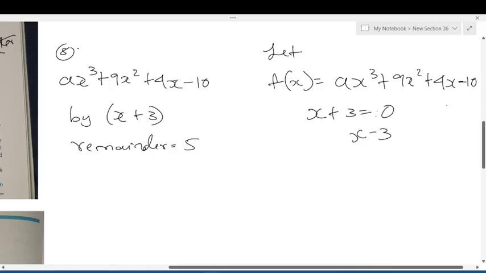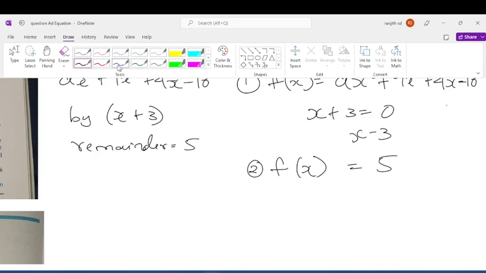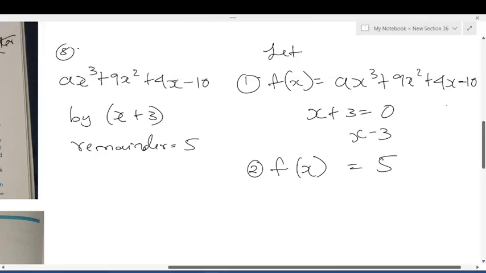Now, the remainder is given, remainder 5. If the remainder is not given, just substitute and find f of x. If the remainder is given, write another equation. First equation, second, f of x is equal to 5. This is the second part. In place of f of x, what should you write? ax cube plus 9x square plus 4x minus 10 is equal to 5.